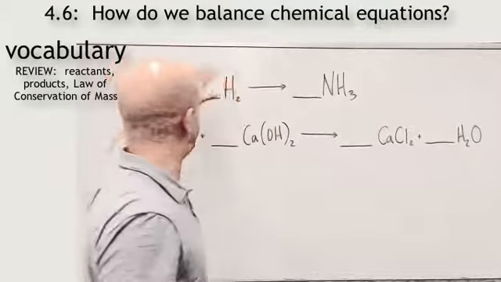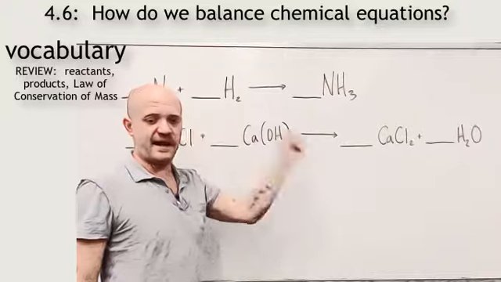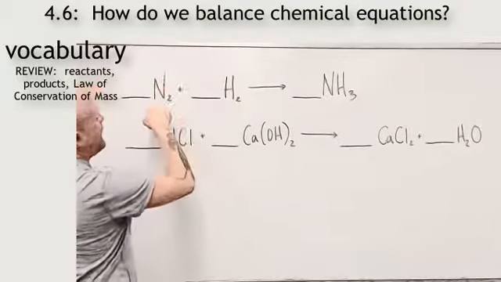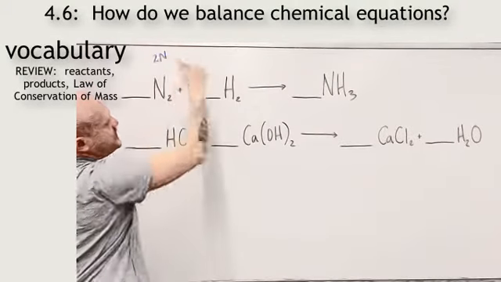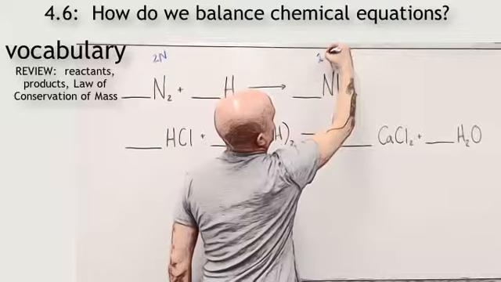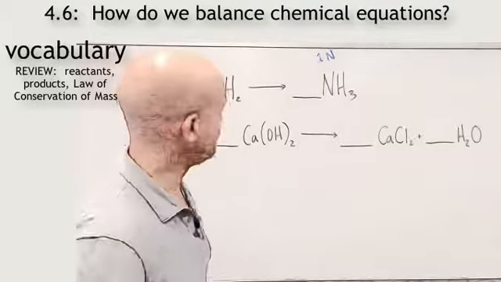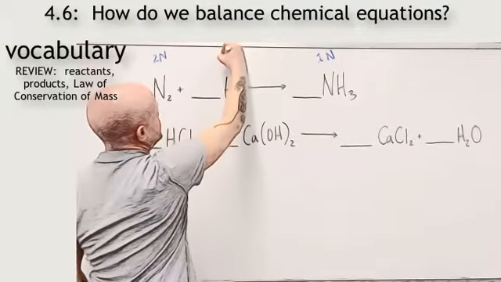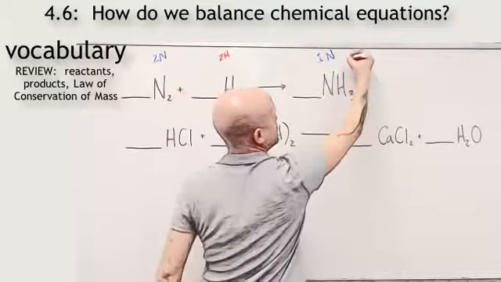First one, and we're going to do an inventory of how much of each element we have on each side. So if we look at the nitrogens first, on the reactant side we have 2 nitrogens here, and we have 1 nitrogen here. That's not balanced. Now if we look here, we have 2 hydrogens on the left, and if we look here, we have 3 hydrogens on the right.